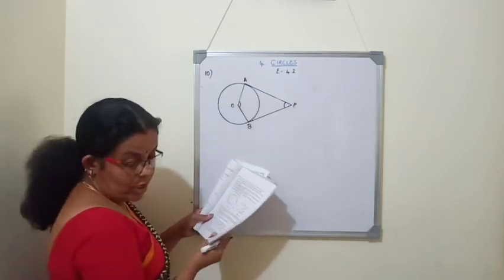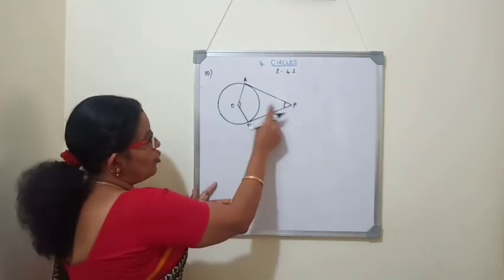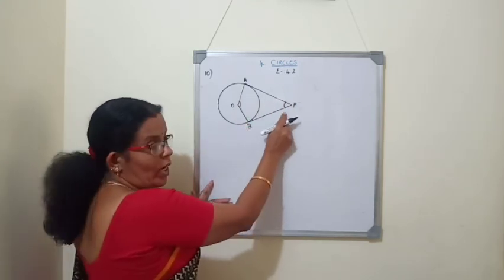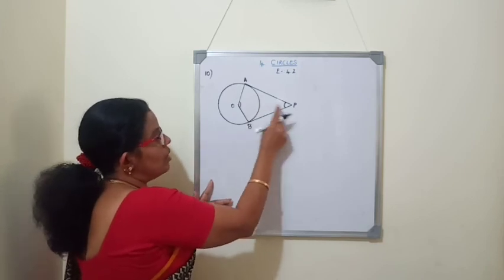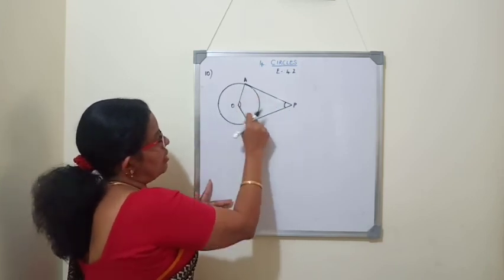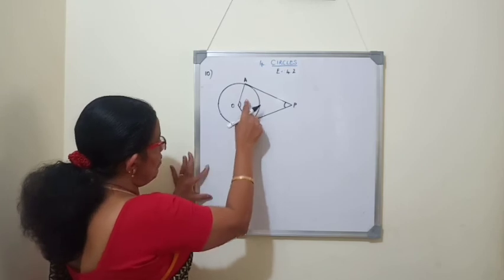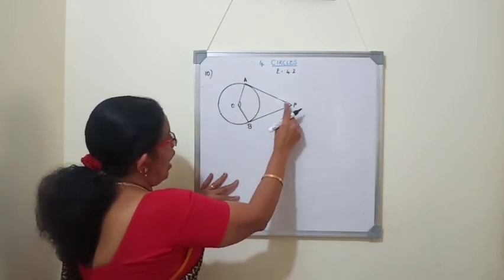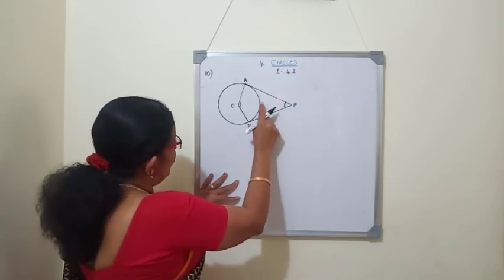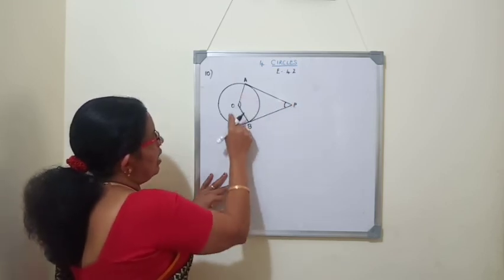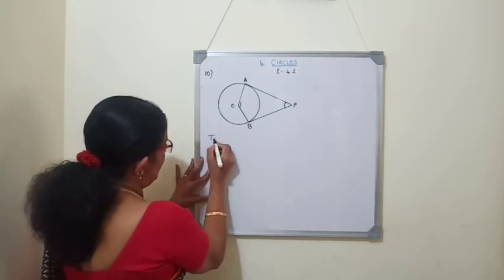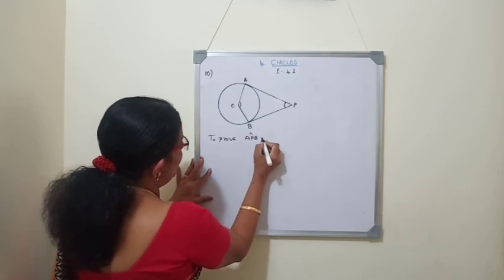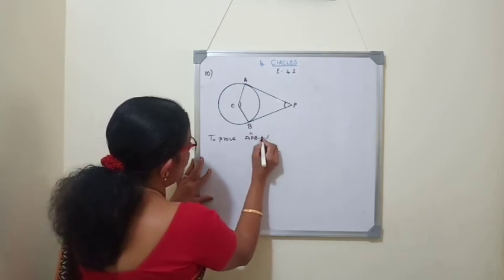We have to prove. What is meant by supplementary? Angle sum should be 180 degrees. So, we want to prove that angle AOB plus angle APB is 180 degrees. We already discussed this. We know that together it is 180 degrees as it is a quadrilateral. So, here, given, we will write: O is the center of the circle, P is the external point. We wanted to prove that angle APB plus angle AOB is equal to 180 degrees. To prove angle APB plus angle AOB is equal to 180 degrees.